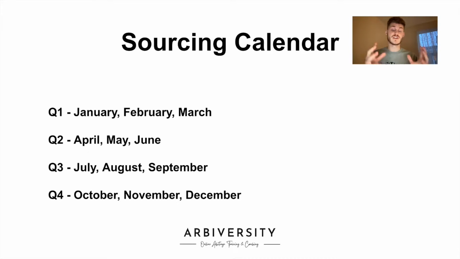In Q1 you've got January, February and March. In Q2 you've got April, May and June. In Q3 you've got July, August, September, and in Q4 you've got October, November and December. Having it split up this way is going to help you plan for each section of the year in order to keep your business relevant to that particular time of the year.